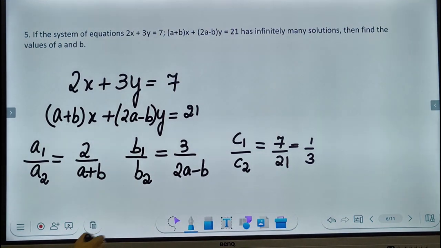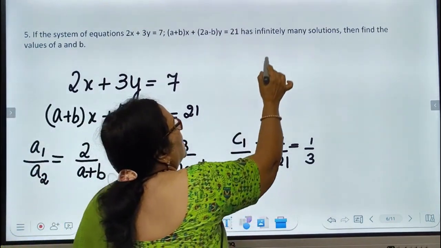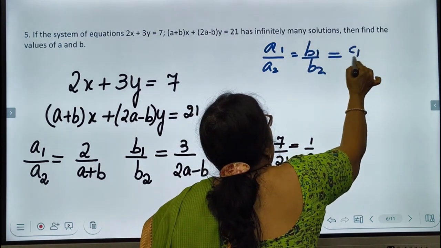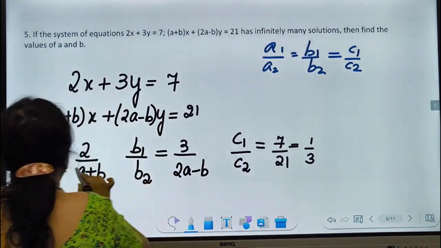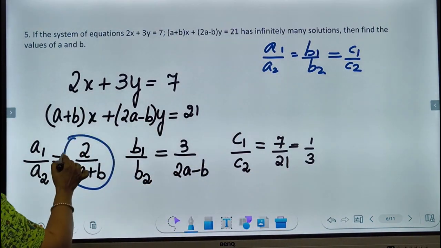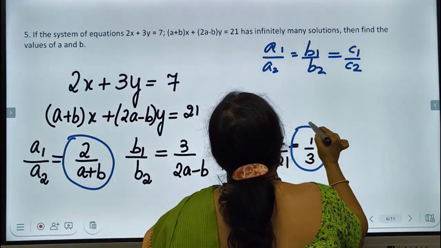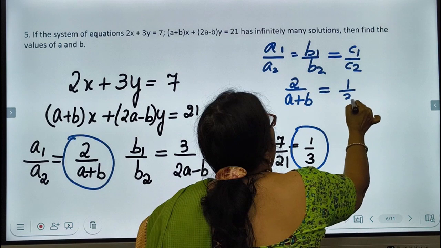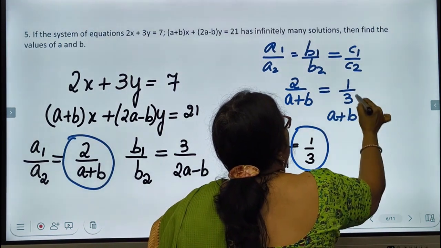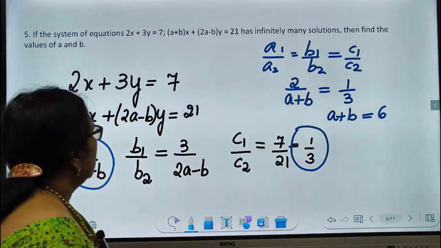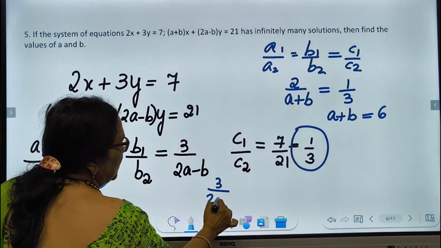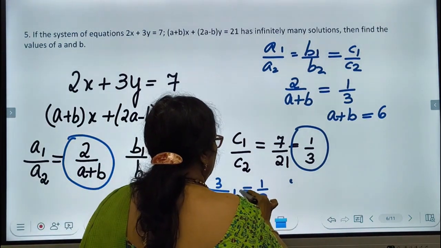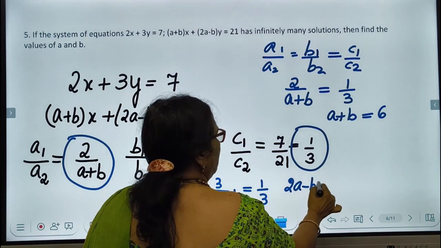Now what is the condition? The lines have to have infinitely many solutions, so A1 by A2 equal to B1 by B2 equal to C1 by C2. For the first ratio, this is 2 by a plus b. I can equate it to 1 by 3. So 2 by a plus b is equal to 1 by 3. Cross multiplying, a plus b equal to 6. Similarly, 3 by 2a minus b is also equal to 1 by 3. Cross multiplying, 2a minus b will be equal to 9.